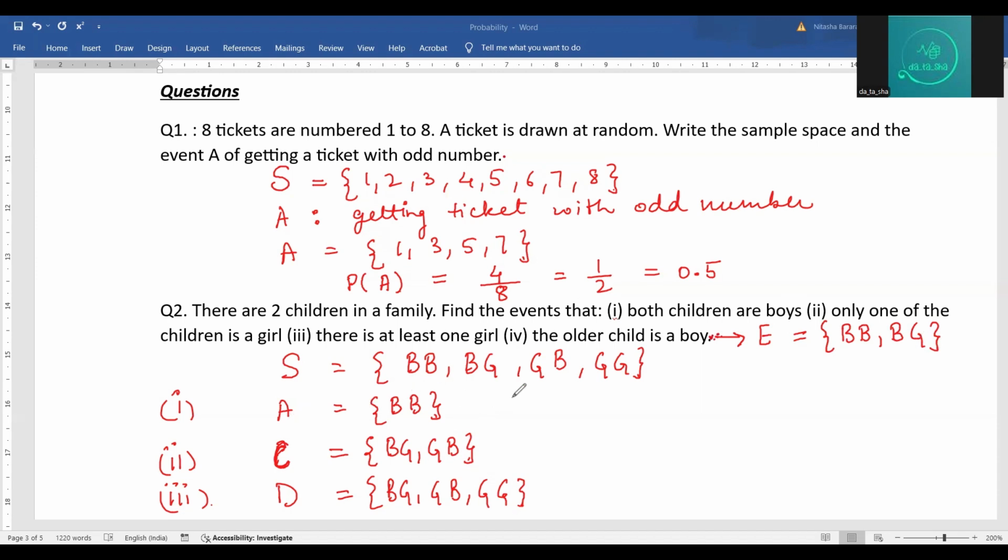So the probability of getting A would be 1 upon 4. Probability of C would be 2 upon 4. Probability of D is 3 upon 4. Probability of E would be 2 upon 4. So this is how it is very easy to find out the events and again the probabilities.